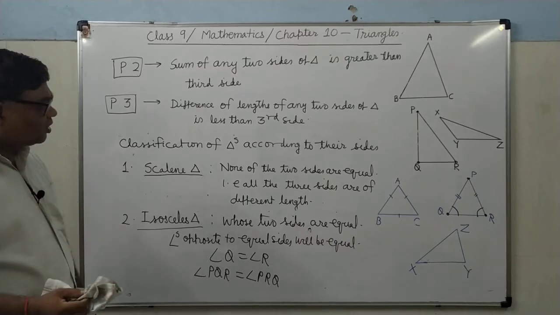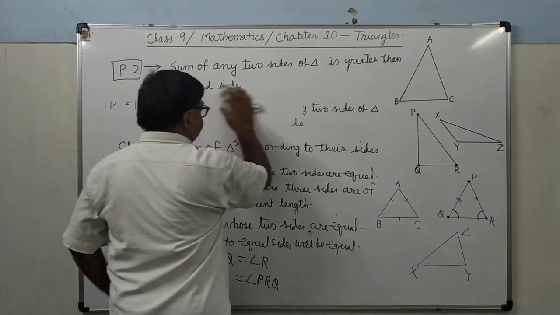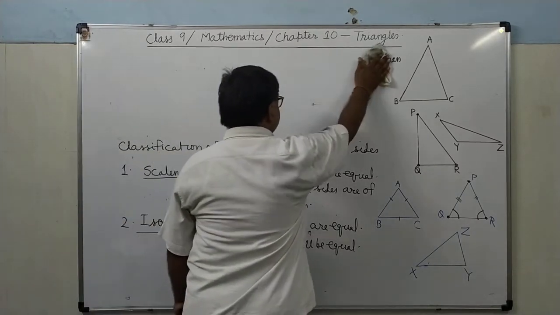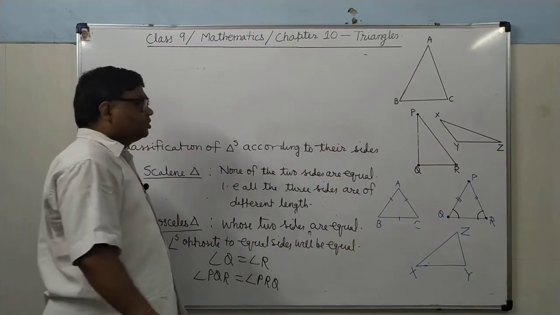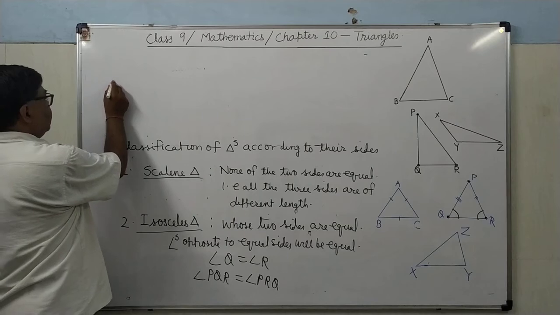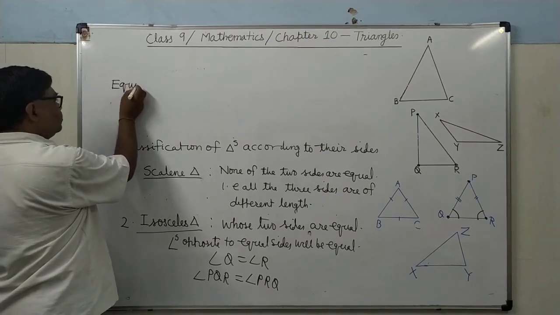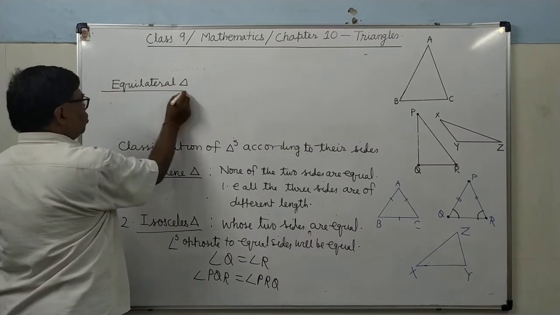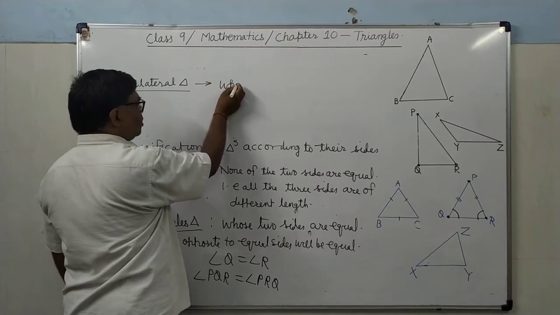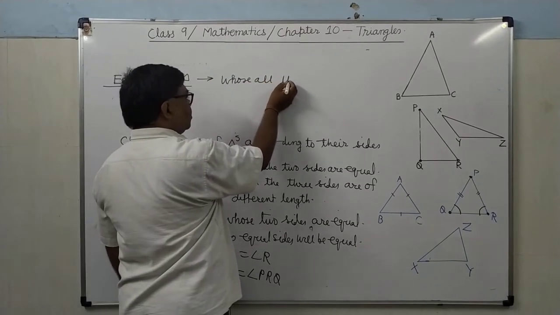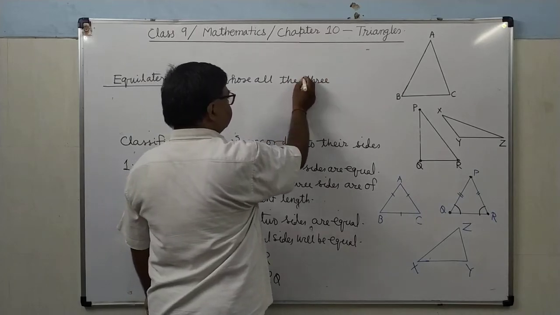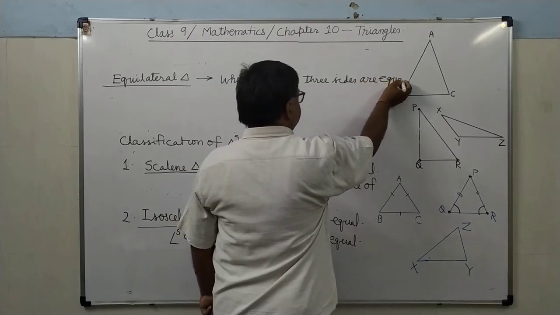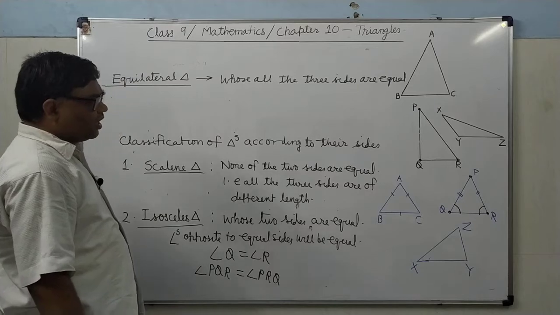Now after this, there is one equilateral triangle. Equilateral triangle is one whose all the 3 sides are equal, and all the 3 sides are equal, so all the 3 angles will also be equal. It is clear? Equilateral triangle, whose all the 3 sides are equal, and therefore all the 3 angles will be equal.